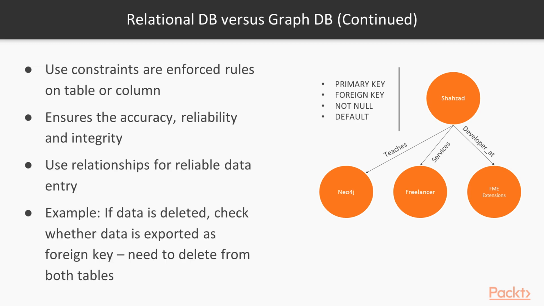But when we delete any data from a relational database, we must check whether it is referenced as a foreign key somewhere. If that is the case, we need to delete from that table first and then we can delete it from the current table. This is the advantage of using graph database over the relational databases.